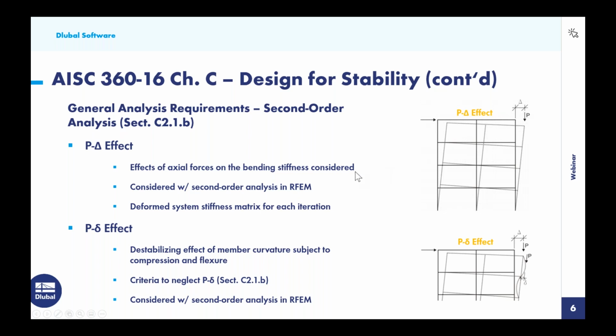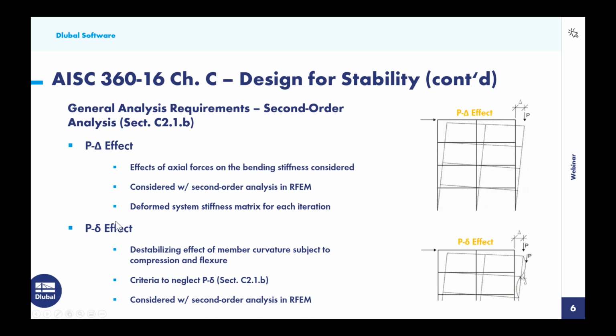So when we run a second order analysis with the RFEM, which is just one of the settings we can set within the static analysis provisions, P delta effects are automatically considered. So really nothing much to do there because the deformed system stiffness matrix will be updated for every iteration. Essentially, the axial force from the previous iteration is going to be applied to the deformed structure in subsequent iterations.